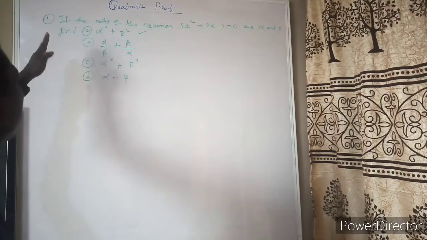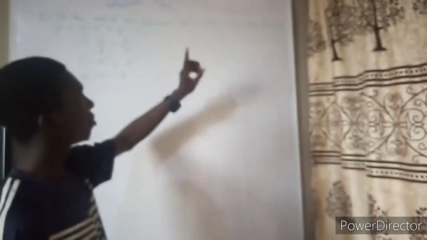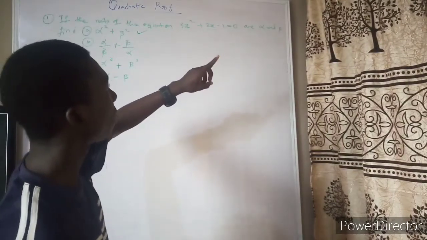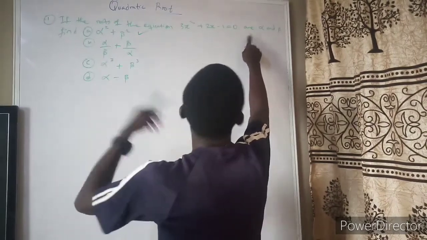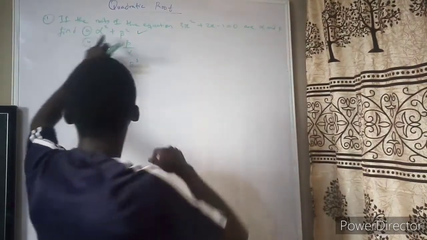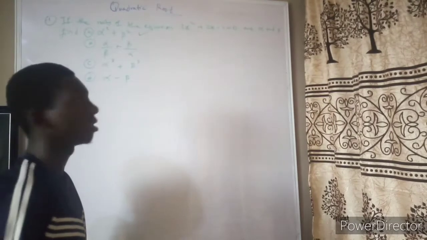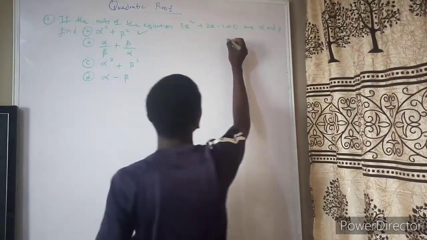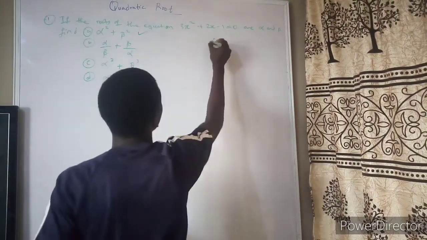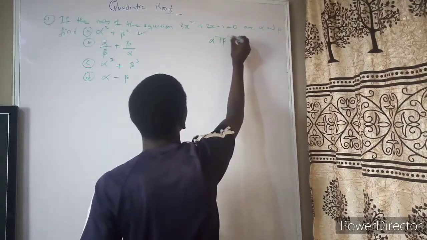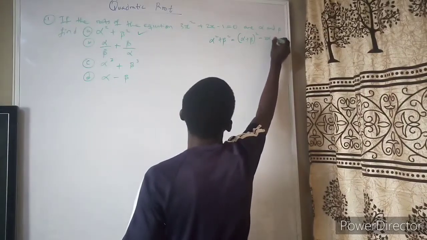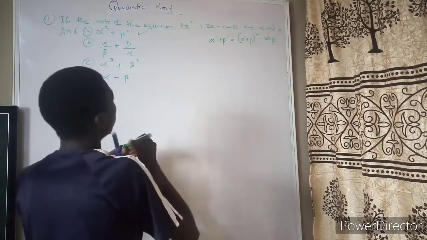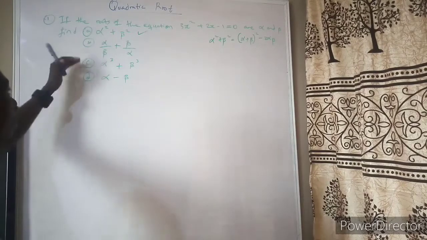So now we said the question is: if the roots of the equation 3x squared plus 2x minus 1 equals 0 are alpha and beta, find alpha squared plus beta squared, which we found in our last class, whereby we discussed the final formula for alpha squared plus beta squared, which is equal to alpha plus beta whole squared minus 2 alpha beta. So now today we shall be dealing with B, C, and D.